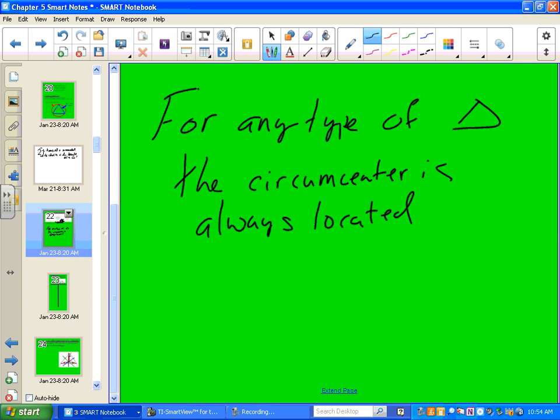Nope, doesn't have to do with the hypotenuse. It could be any type of triangle. Right triangle, acute, obtuse, it doesn't matter. The circumcenter is always located in this spot for any type of triangle. It doesn't matter. Keegan. No, no, no, no. Maureen. No, because for an obtuse, it's outside, and for an acute, it's inside, so it's not the center of a triangle. Tyler.